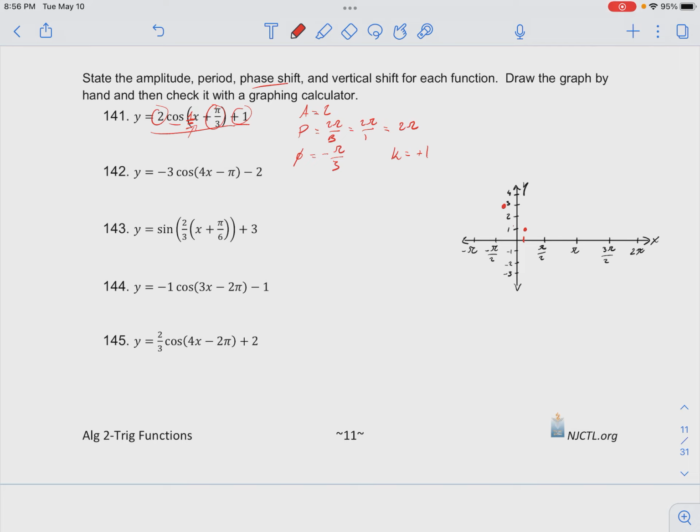Now we're going to go and plug in pi minus pi over 3. So that'll be cosine of pi, which is negative 1 times 2, which is negative 2, plus 1 is negative 1. So we're going to go over here for our next point. And then repeating this for 3 pi over 2 minus pi over 3. And then 2 pi minus pi over 3, we'll get a value back up. Actually, it'll be closer to here. So that'll be back at 3. So now we can go ahead and combine all these points. And that would be one cycle of our function.